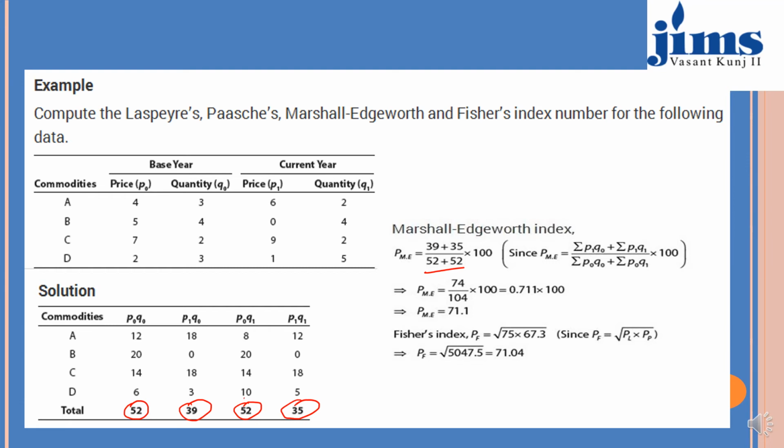Okay, the price of the commodity has come down from 100 to 71.1, so the difference is 28.9, that is, a 28.9% fall in prices. Similarly, Fisher's index number we can find out; it is the geometric mean of Laspeyres and Paasche, through which we can find the Fisher index number.